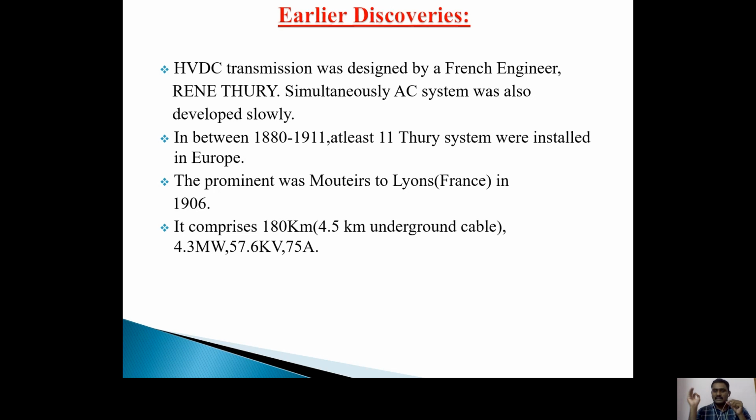In whole Europe, they installed 11 systems. The prominent one was Moutiers to Lyon in France in 1906. That HVDC transmission system consists of a 180 kilometer length, including 4.5 kilometers of underground cable, and it had a capacity of 4.3 megawatts, an operating voltage of 57.6 kV, and a current of 75 amperes.